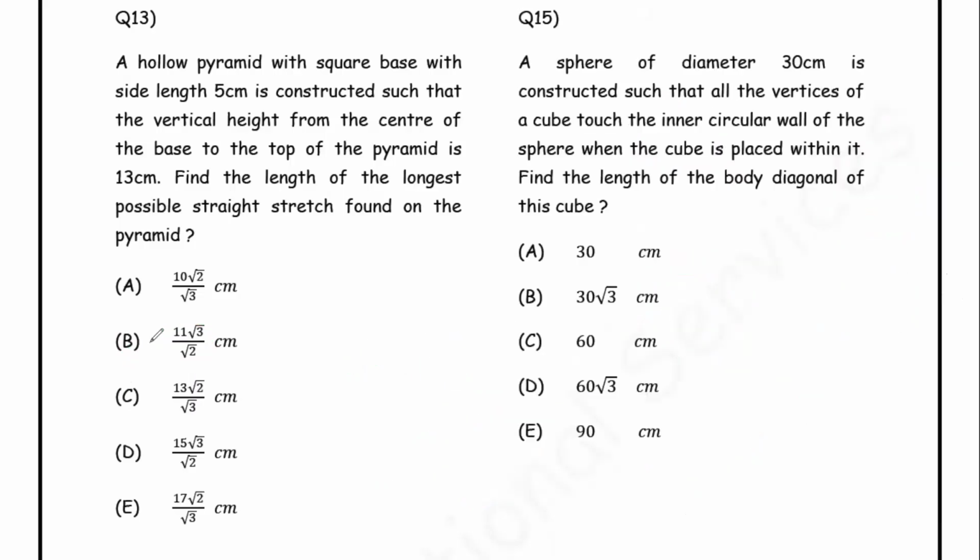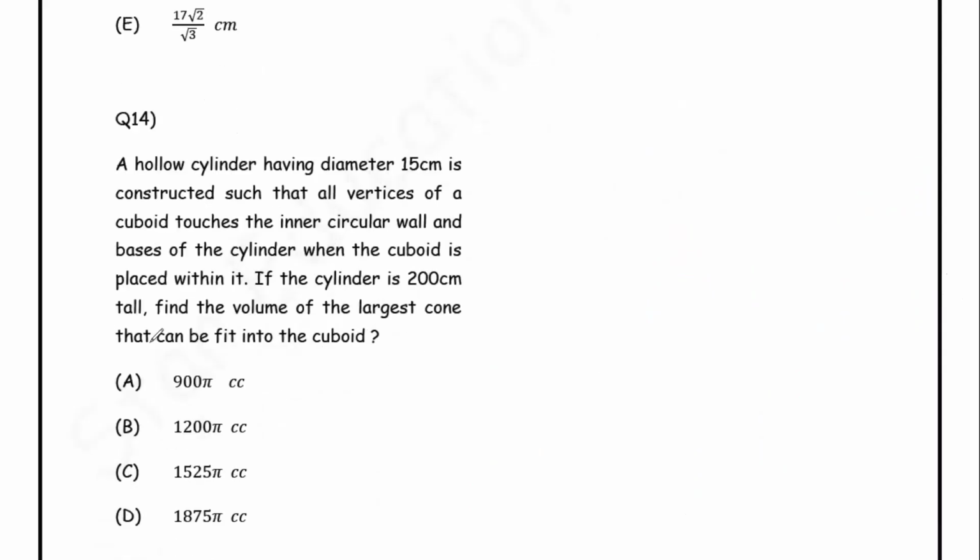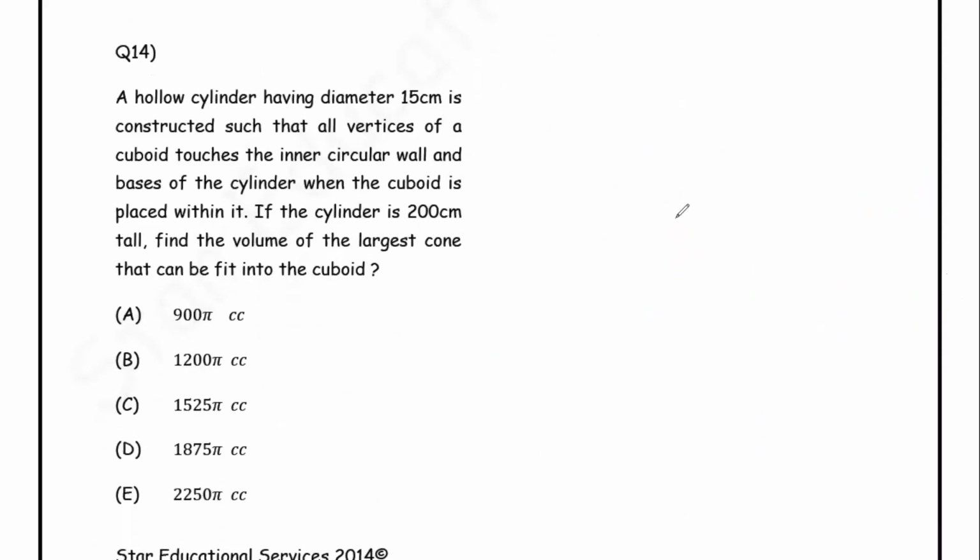All right, two more questions and we're done. Question 14. A hollow cylinder having diameter 15 centimeters is constructed such that all vertices of a cuboid touch the inner circular walls and bases of the cylinder when the cuboid is placed within it.